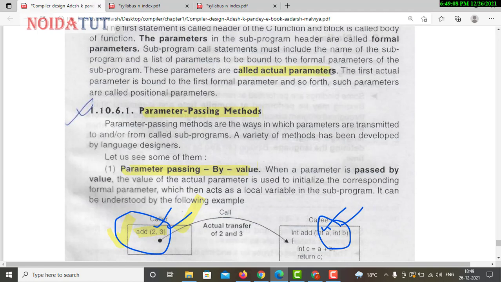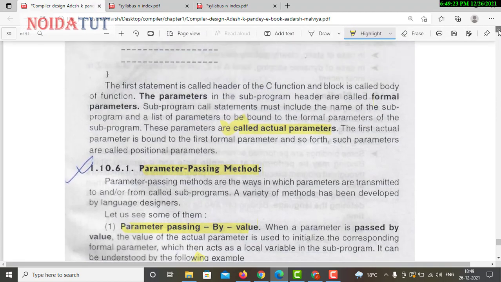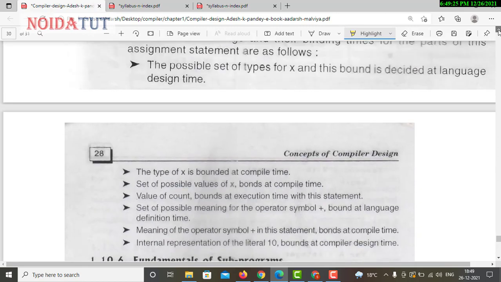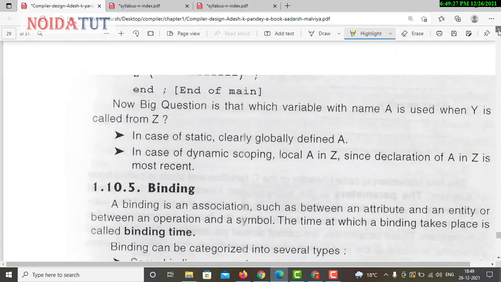Actual parameters. I have already explained what are actual parameters. What are formal parameters? Fine. Formal parameters are in the function when we declare a variable. That means int x comma int y. And when we call the function, we are passing actually the actual parameters. There is one small chapter, types of compilers.